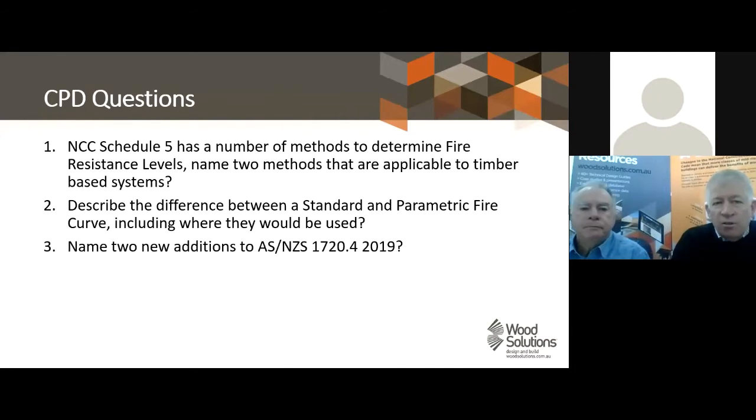The CPD questions, we have three of them. I suggest you take a screenshot of this now so you remember what they are. We'll review them at the end, but basically the questions are: Schedule 5 has a number of methods to determine fire resistance. Name two methods that are applicable to timber. The second question is, describe the difference between a standard and parametric fire curve, including where they would be used. And the third, name two new additions to the 1720 Part 4 standard. All of those topics will be covered in the talk.